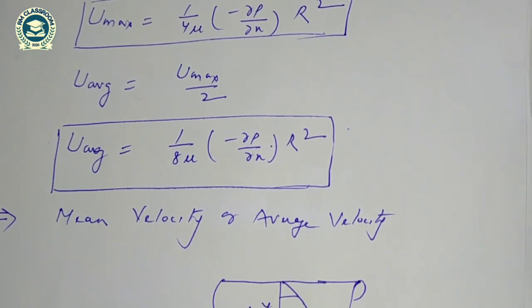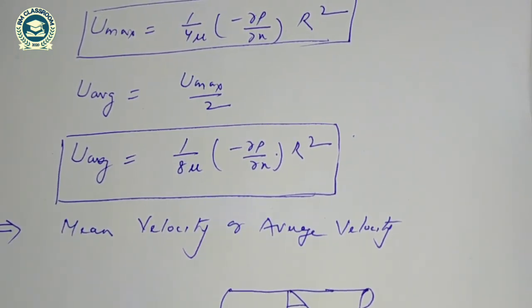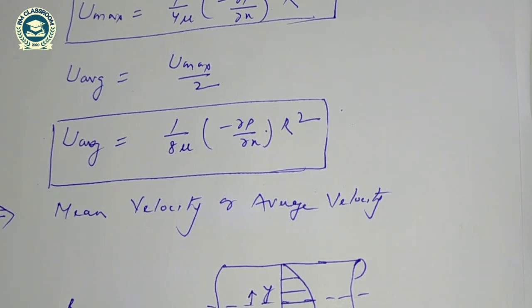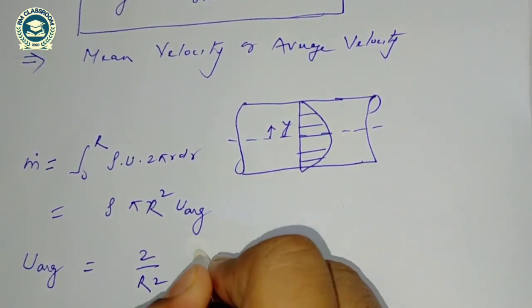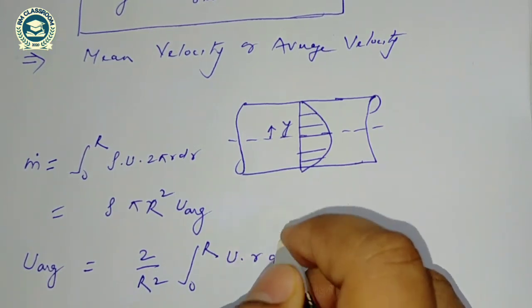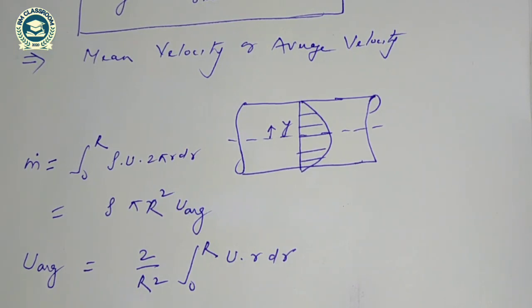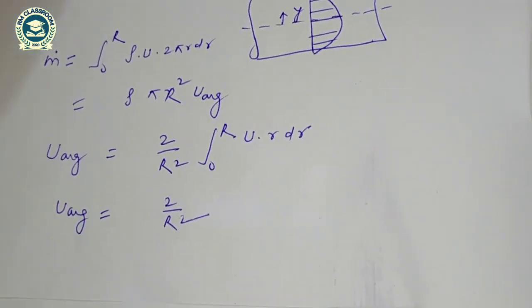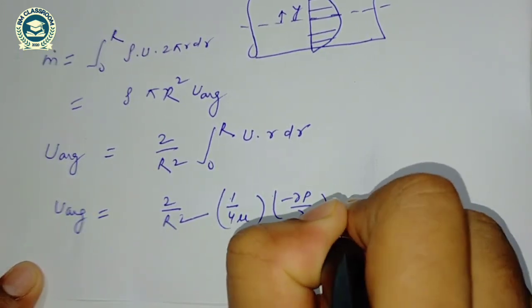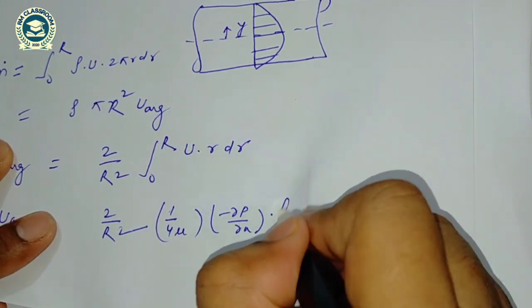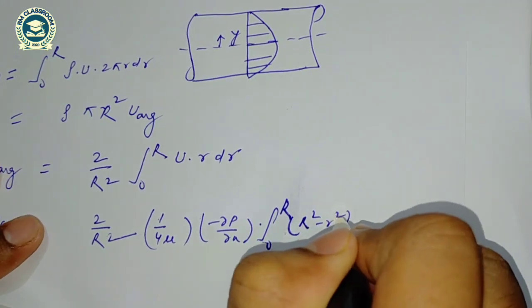This is our y. m dot is equal to integral 0 to R of rho into u into 2 pi r dr. So it is coming rho into pi R square into u average. So u average is equal to 2 by R square integral 0 to R of u into r into dr. u can be written as 1 by 4 mu minus del p by del x, integral 0 to R of R square minus r square into r dr.